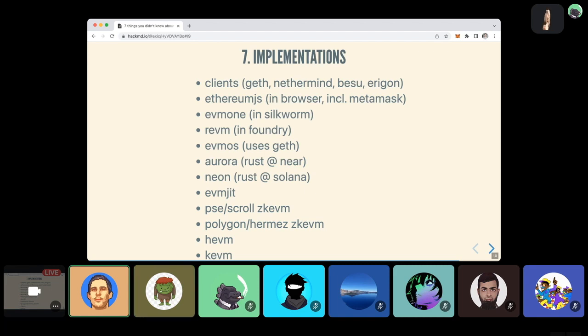There are also a bunch of EVM implementations on other chains. It turned out EVMOS on Cosmos actually just uses Go Ethereum. They just use Go Ethereum, that's it. But Aurora and Neon use Rust. They don't use REVM. They use a VM called Sputnik or a variant of it. There have been 4 different versions of Sputnik, which was the VM used by one client in Ethereum Classic.